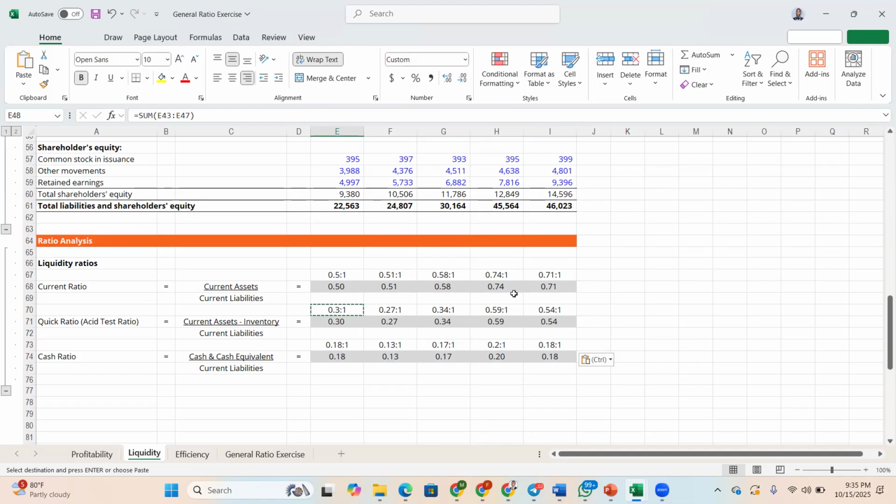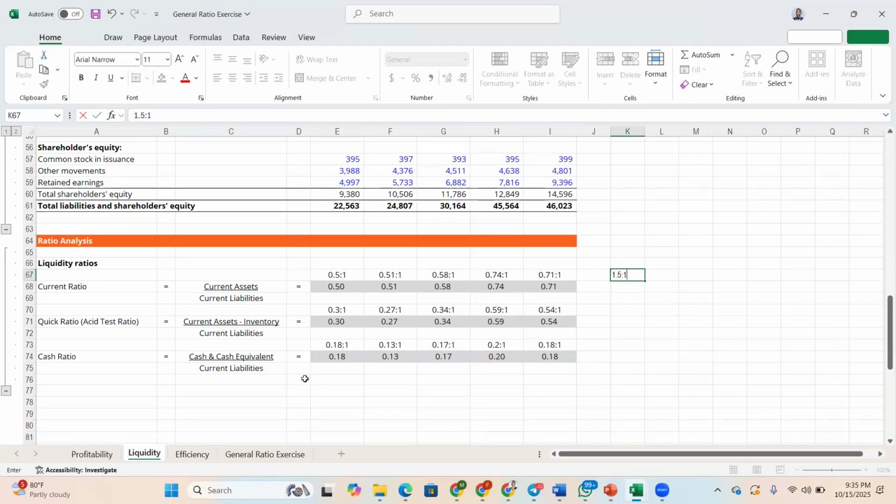Is it okay? Is it clear? Or do we have anybody that wants to contribute to what we have here? I think you are right. No, I think the standard is 1.5, I think. Yes, 1.5 for current ratio. For quick ratio is 1.0. So current ratio is 1.5 ratio 1. For quick ratio is 1.0 ratio 1.